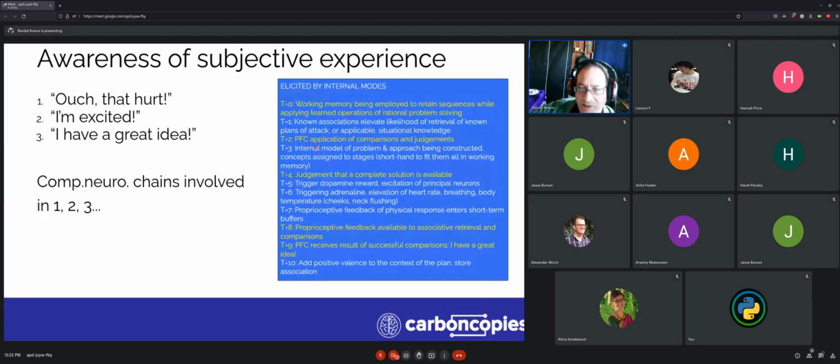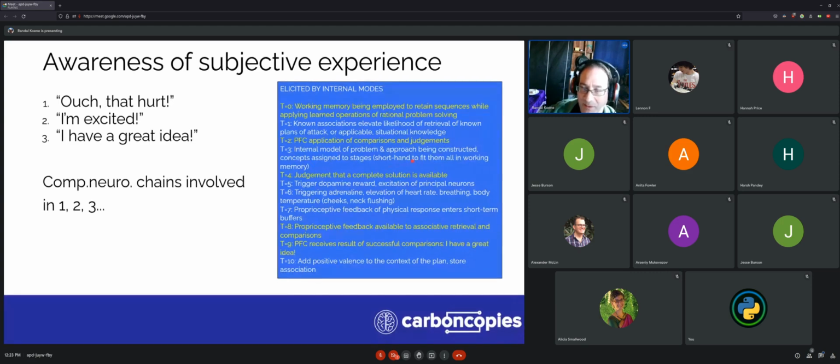Associations are raising those, making it likely that they become part of your working memory, part of your working plan. In the next step, the prefrontal cortex is involved in applying comparisons and judgment. You have an internal model of the problem, or you're building it, and the approach is being constructed. The concepts are being assigned to what you might call stages, which you can then remember as, okay, I'm going to do this, and this, and this. This is being filled up in your working memory as the stages of a plan. You judge that there is now a complete solution available. The fact that you found this complete solution, it's natural that that sort of thing, good problem solving, is something nature wants to reward and wants you to be able to do a lot.